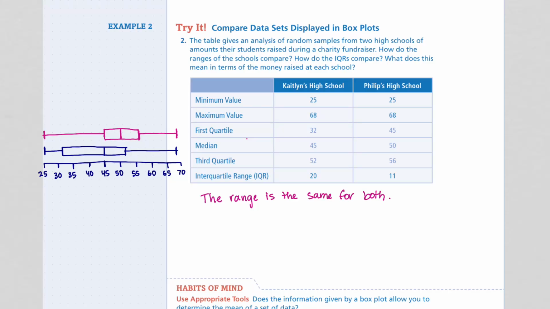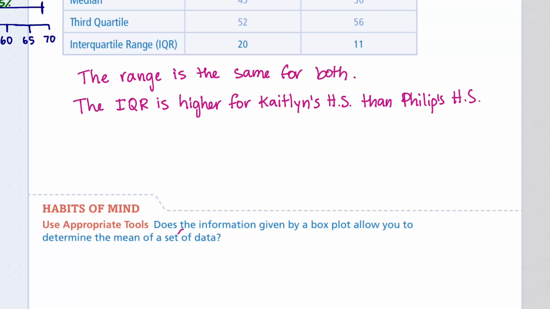Now the interquartile range, on the other hand, remember that the interquartile range is the distance between Q1 and Q3. And I can see that for Caitlin's High School, the interquartile range is a lot bigger since this spread is wider. While the interquartile range for Phillips School is smaller since this range right here is a lot smaller. It's less wide than this one. The IQR is higher for Caitlin's High School than Phillips High School.